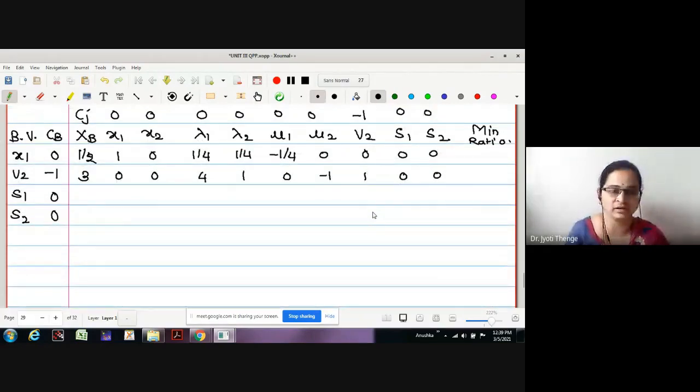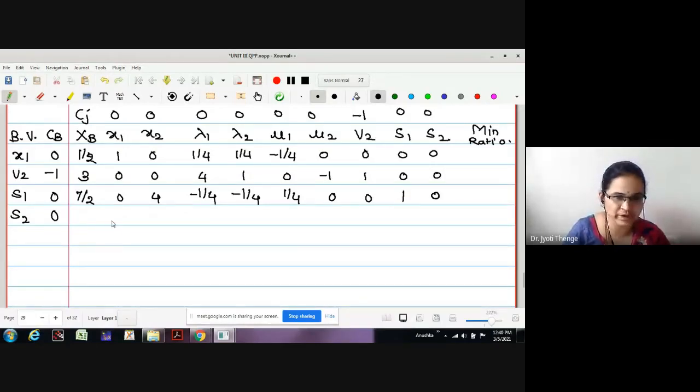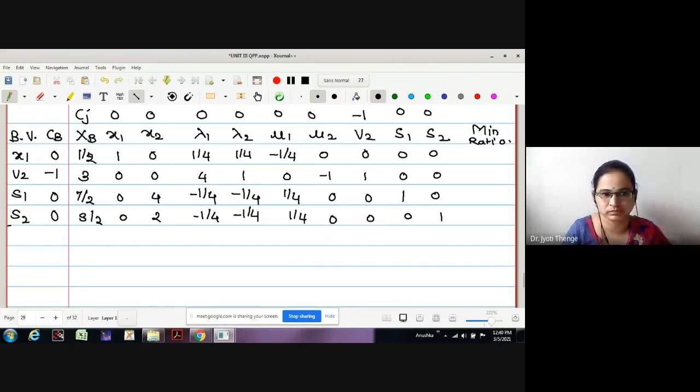Third row, can you calculate it? Okay, let me write it, you just cross check afterwards. 1 by 2, 0, 4, minus 1 by 4, minus 1 by 4, plus 1 by 4, 0, 0, 1, 0. Fourth row is 3 by 2, 0, 2, minus 1 by 4, minus 1 by 4, plus 1 by 4, equals 0. Just cross check my entries.